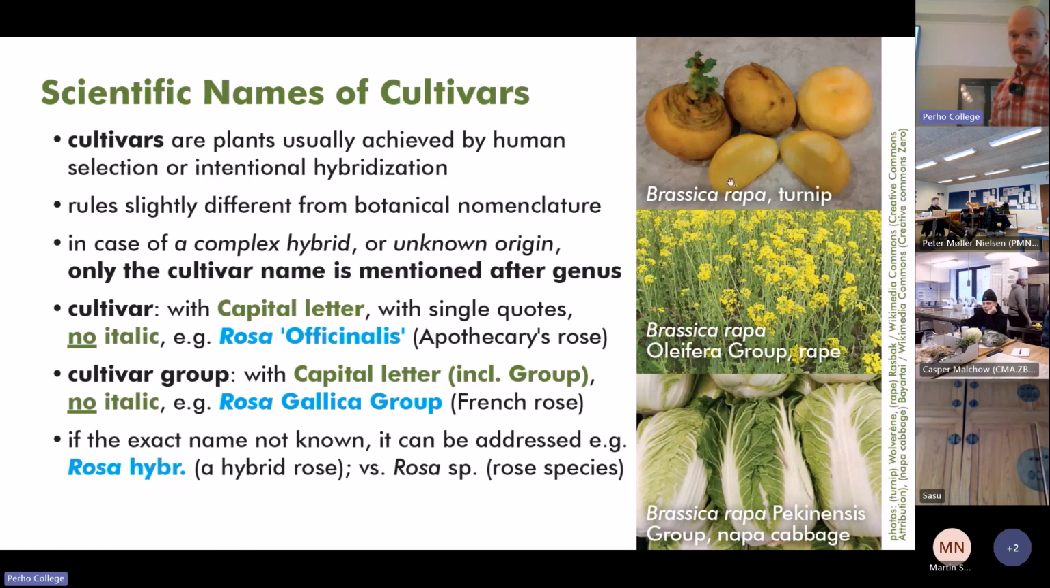Here is, for example, turnip. And here is rape for oil production, rapeseed oil. And they have the same species name, but the rape belongs to the Oleifera group. And again, Napa cabbage or Chinese cabbage is the same species, but it belongs to the Pekingensis group.